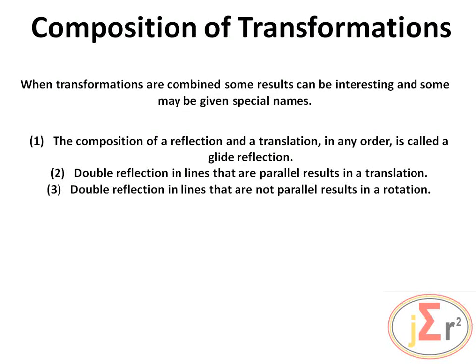Then we have this double reflection. If we reflect an object twice, in two different mirror lines that are parallel, the result is going to be a translation. But if the mirror lines are not parallel, the result is going to be a rotation. So double reflection in parallel lines results in a translation. Double reflection in lines that are not parallel results in a rotation.